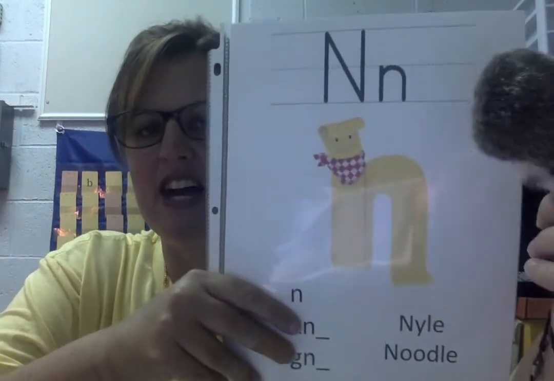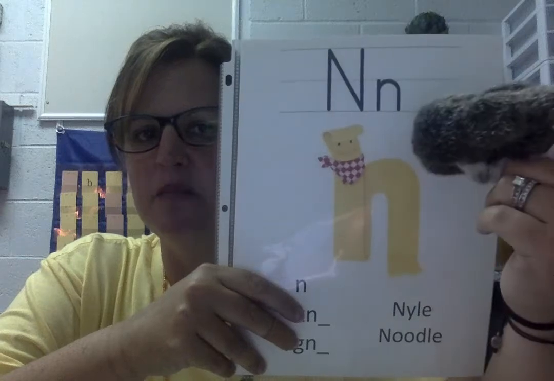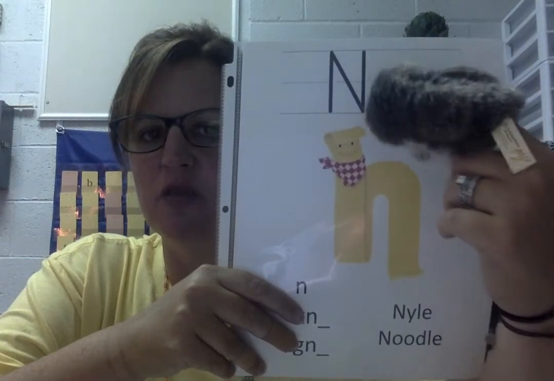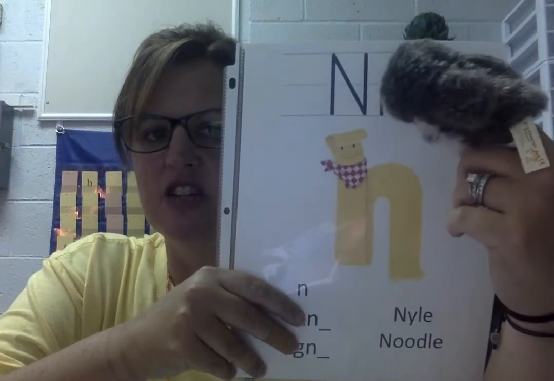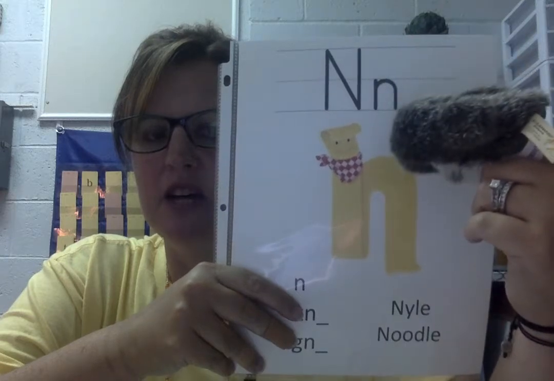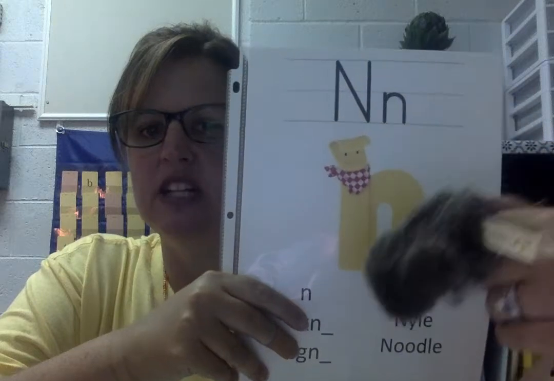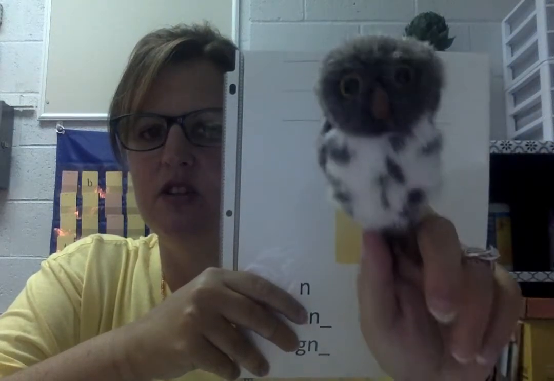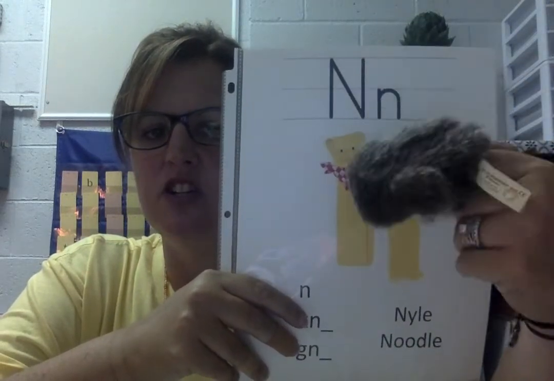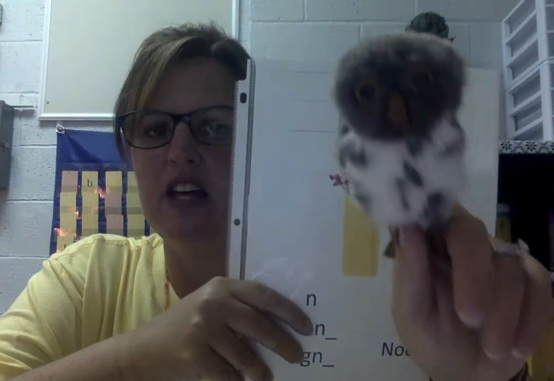Letter N, Nile Noodle. Again, a plain line letter. Start at the plain line, one straight line down. Trace it back up to the plain line, hump down to the grass line. N, noodle, N, noodle.